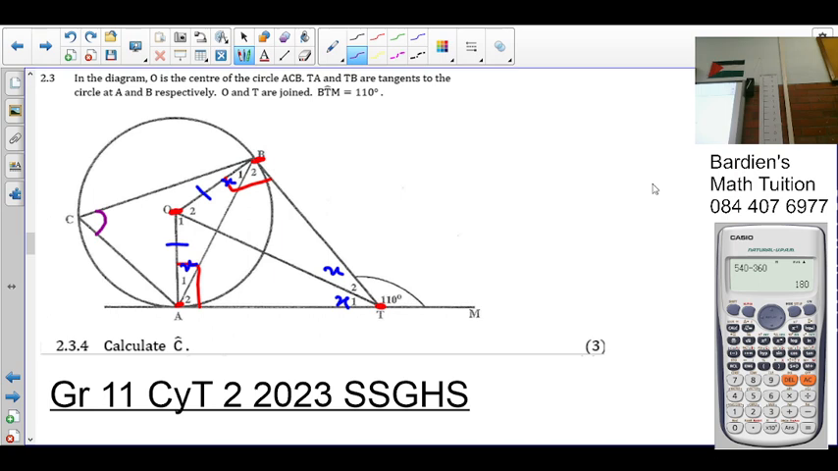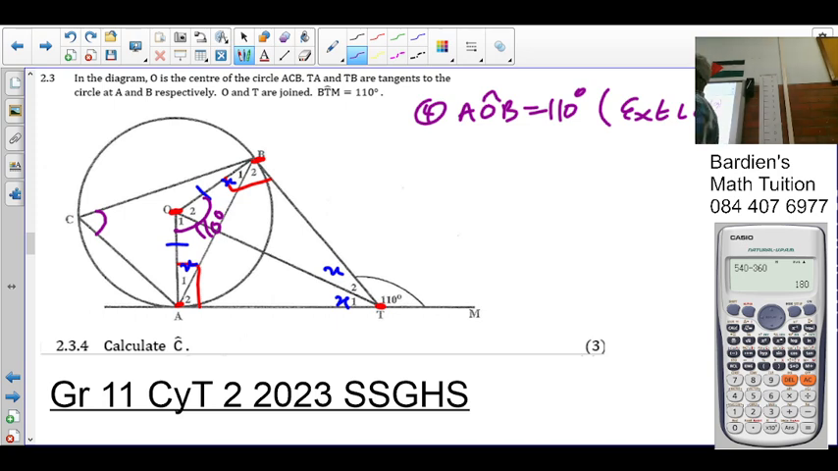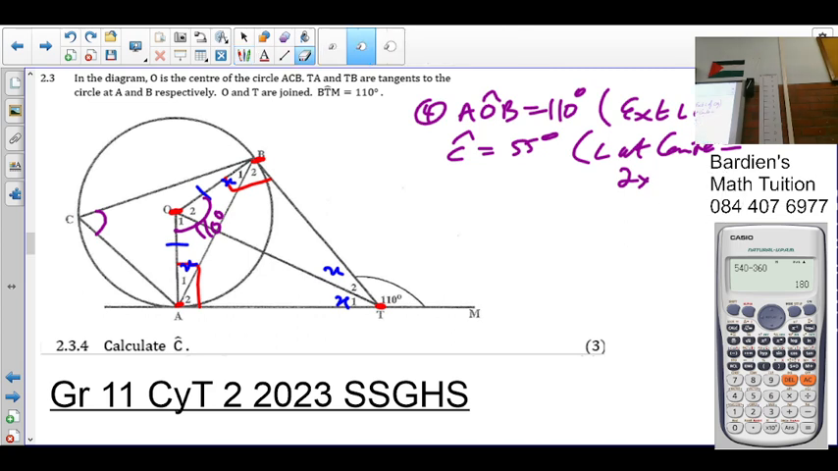So we say, firstly, AOB is equal to 110 degrees. Why? Exterior angle of cyclic quad. So that's 110. Or you could have said O1 plus O2, or whatever you want to say. Yeah? Then angle C is equal to 55 degrees. Angle at center is equal to 2 times angle at circumference. Okay. Any confusion there?